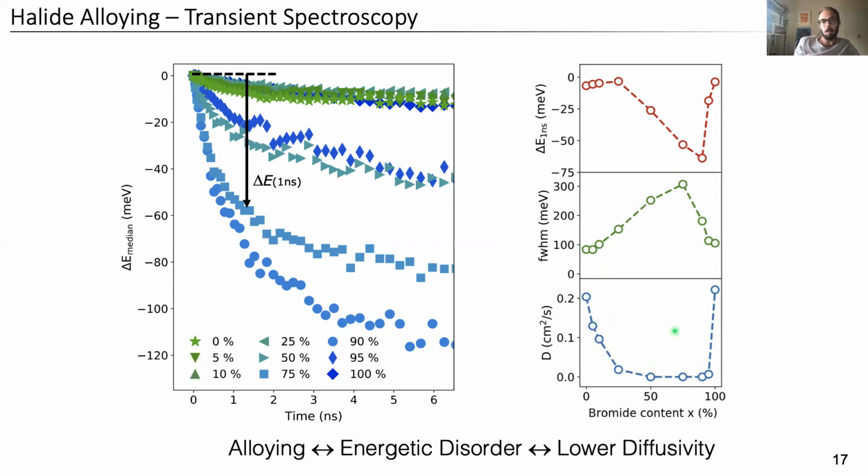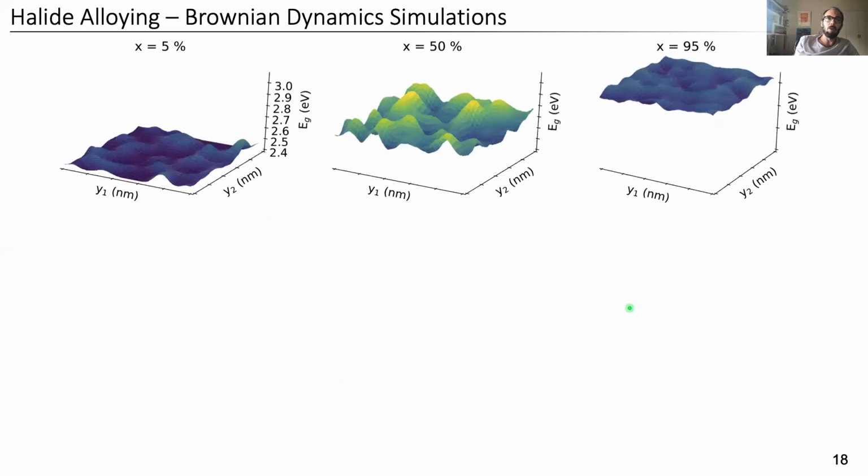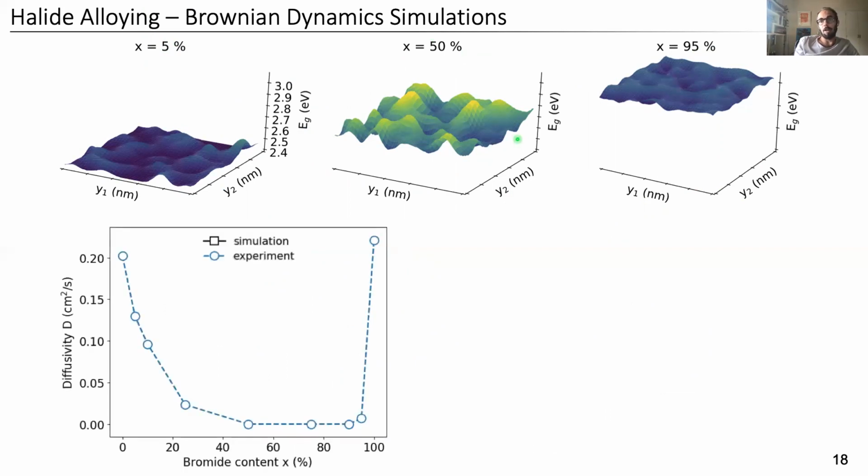So can we link this a little bit better? Can we see whether or not what we are observing in the diffusivity is really local statistical fluctuations? For this, we switch to Brownian motion simulations. And the first thing we do is we simulate what these energy landscapes look like for the different mixing ratios. So for small amounts of bromide, large amounts of bromide, to the 50-50. And we already see, of course, that the 50-50 case, due to statistical fluctuation, gives us a quite dramatic disordered energy landscape. So we take our experiment, and now we take the simulation.